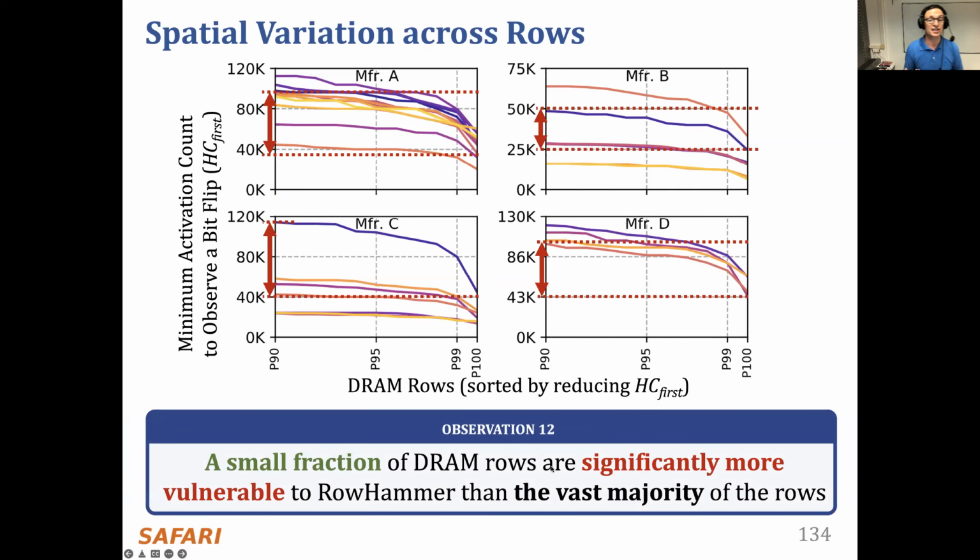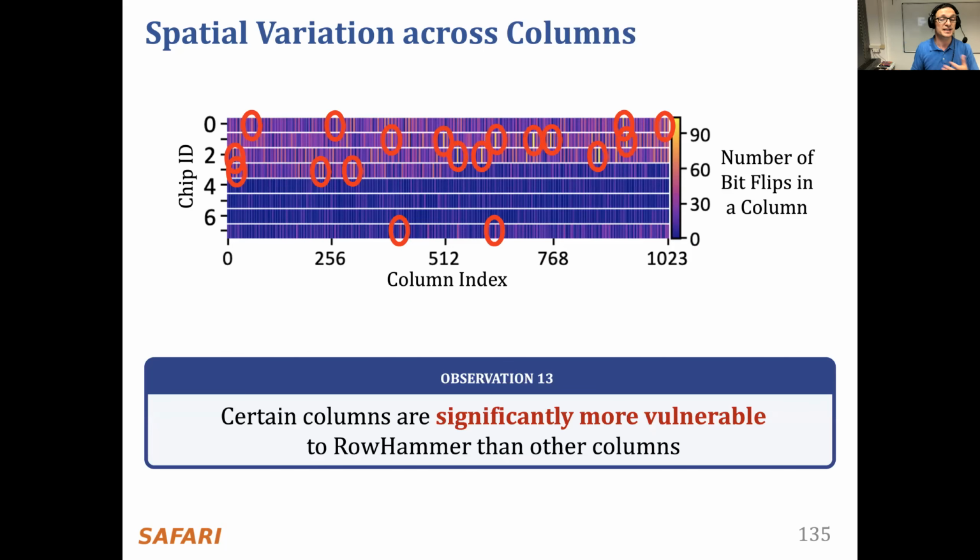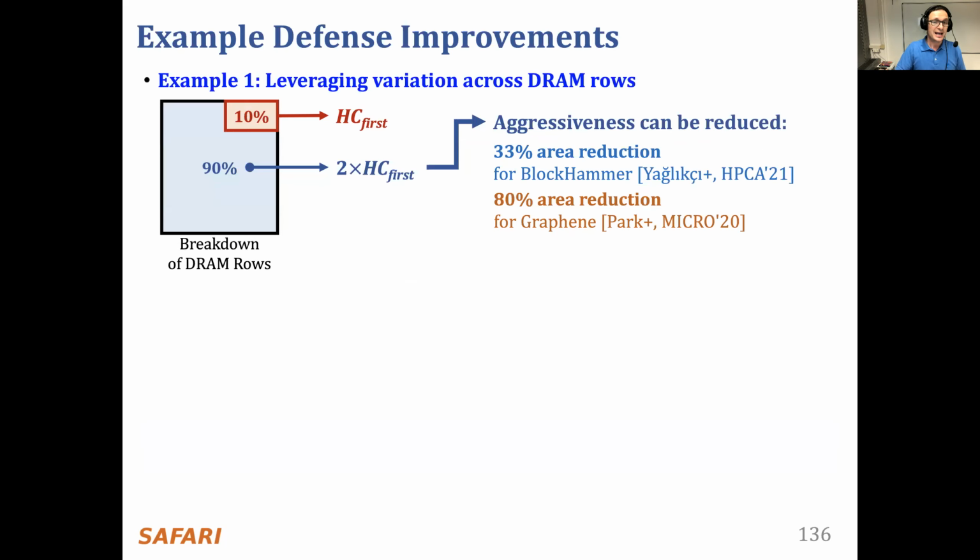Okay, there's spatial variation across the rows, as you can see over here. A small fraction of DRAM rows are significantly more vulnerable to RowHammer than the vast majority of the rows. And again, different columns are differently vulnerable. Certain columns are significantly more vulnerable to RowHammer than other columns. Again, this is because of manufacturing variation. And you can leverage this basically. If you know which cells are vulnerable to RowHammer, and our understanding is that a small fraction of cells are a lot more vulnerable than a greater fraction of DRAM cells, as you can see in this picture, you can significantly improve existing defenses. The aggressiveness can be reduced for cells that are less vulnerable and increased for cells that are more vulnerable, and you can develop much more efficient RowHammer defenses this way.